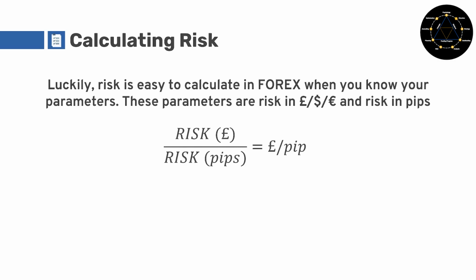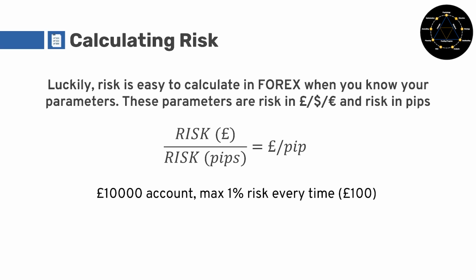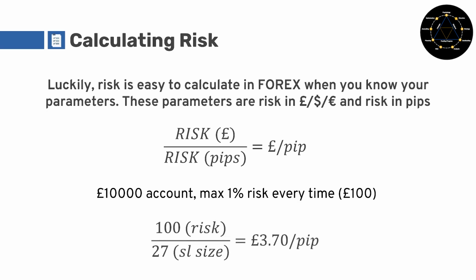So you divide your risk in money by your risk in pips, and it tells you how many units of money you will go long or go short, so buy or sell, per pip of movement. Let's say you have a £1,000 account and you use 1% risk every time, always staying the same, £100. Therefore, you just do 100. Let's say that your trade size gives you a 27 pip stop loss. That'll always change, but for this specific trade, 27 pips, that equals £3.70 per pip.